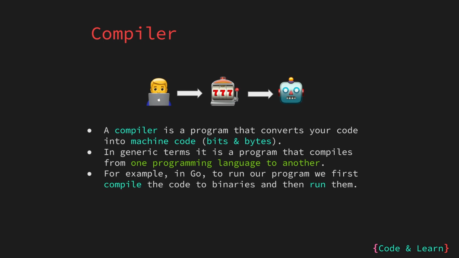In Go, we use the Go compiler first to compile our code to binaries and then run them. When we run the Go run command, it first compiles the code into binaries and saves them into a temporary directory. It then runs the compiled binaries and then deletes the temp directory including the binary after the program execution has completed. If you want to read more about compilers, I will paste a link in the video description. Please feel free to check it out.